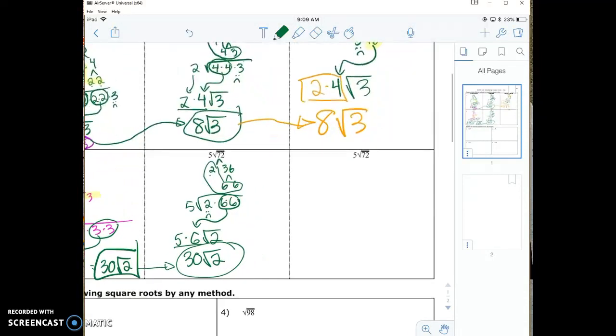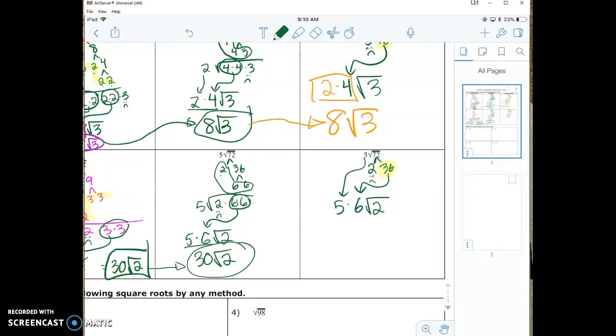Okay, 72. We can pick any multipliers that we want. Maybe I'll use 2 and 36 again. 2 times 36 makes 72, and I know that 36 is a perfect square. The square root of 36 is 6. The 2 is prime, cannot be broken up anymore, and it is not a perfect square, so it stays inside my radical.